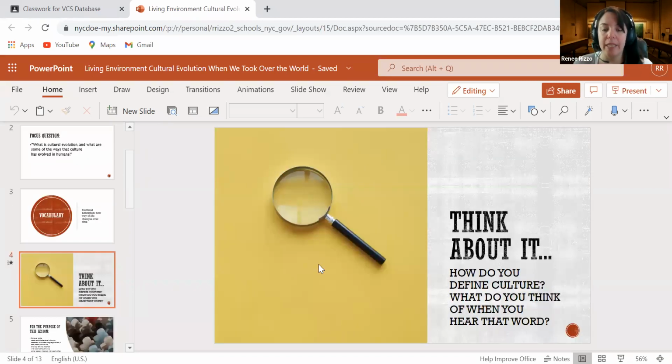I would suggest that you ask students to pause and think about it. How do you define culture and what do you think of when you hear that word? So, people think of different things when they hear the word culture. So, I would suggest charting student responses to this question.